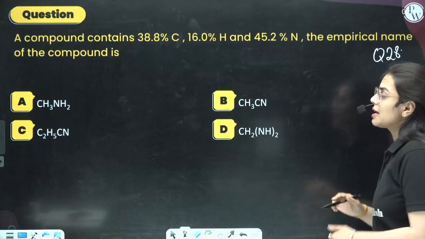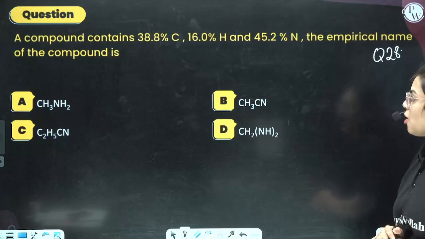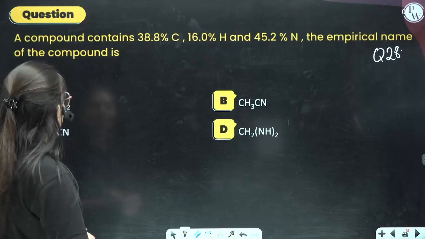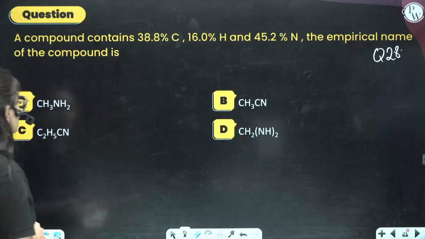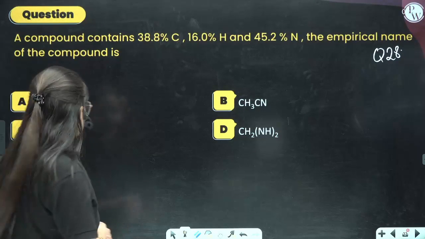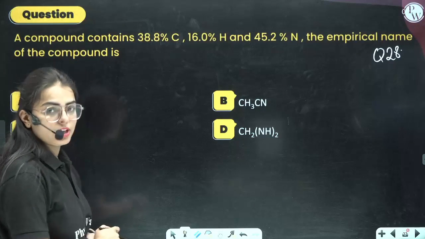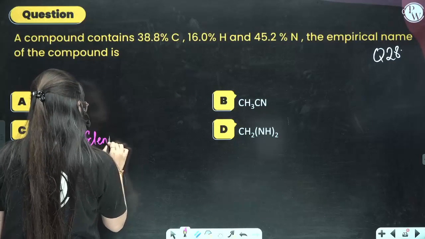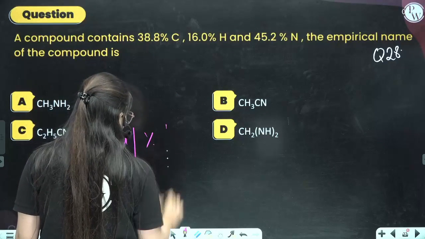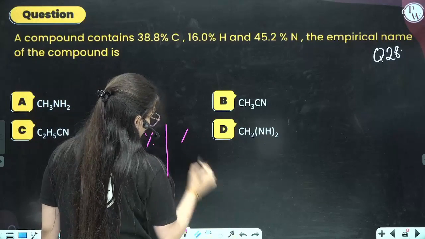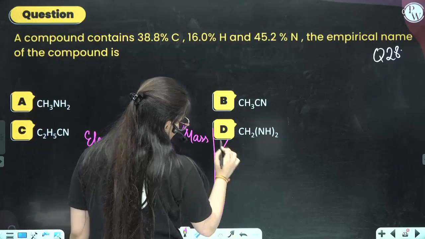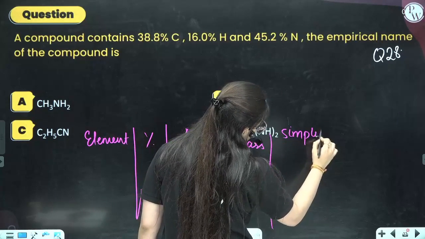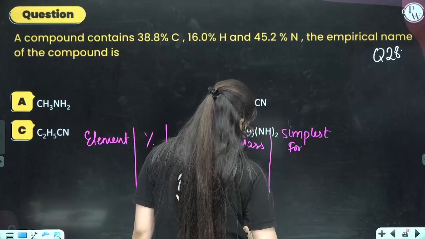Now comes your next question. A compound contains 38.8% of carbon, 16% of hydrogen and 45.2% of nitrogen. The empirical formula of the compound is: A option is CH3NH2, B option is CH3CN, C option is C2H5CN, while D is CH2NH2. So see over here, what we need to do is, first of all write element, then write percentage composition, then write mass, then write percentage divided by mass, and then write simplest formula or simplest ratio.